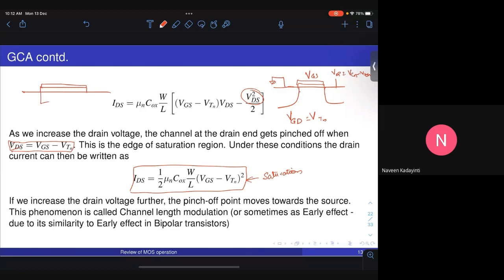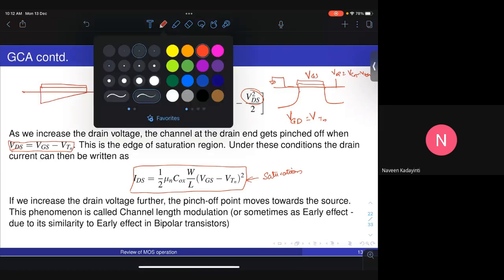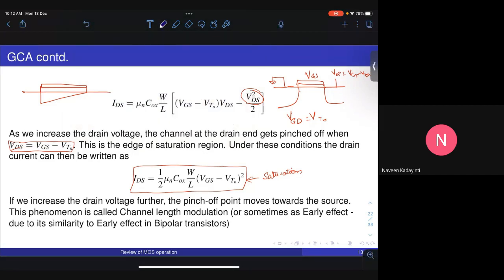Initially the channel would be something like this, pinched off at the drain end. If you increase the drain potential further, the pinch off point moves closer to the source. I am really exaggerating this just for illustration. The actual movement will be much smaller. So this is the drain end and this is the source end. This phenomenon is called channel length modulation. It is also called early effect because of a similar phenomenon in bipolar transistors. The mechanism is very different, but the end result is similar between early effect and channel length modulation.